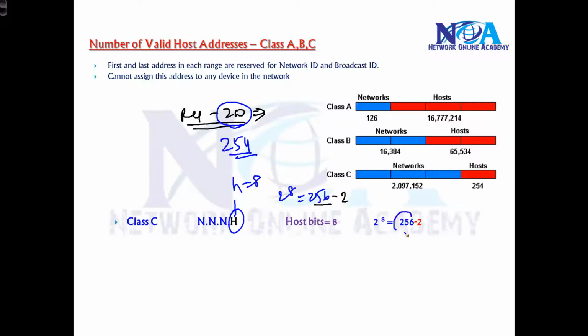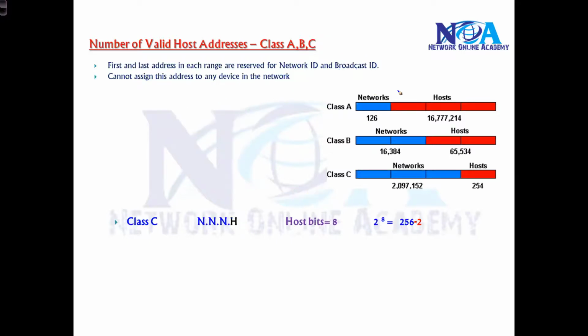Even though a C class network supports 256 addresses, the first and the last address cannot be used, because the first address is reserved for network ID and the last address is reserved for broadcast ID. We'll talk about this. So basically 2 addresses cannot be assigned to any device in the network.